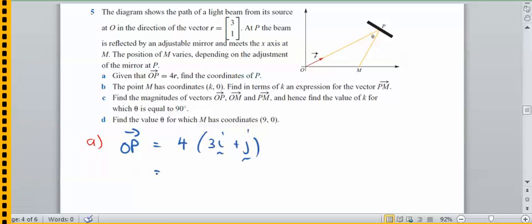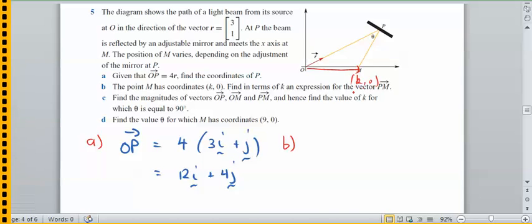So you should get OP is 12i plus 4j. Easy. If you guys can't do that in your SAC, you're in a lot of trouble. The point M has coordinates (k, 0), so this coordinate here would be k, and obviously it's 0 in terms of the j component. Find in terms of k an expression for PM.